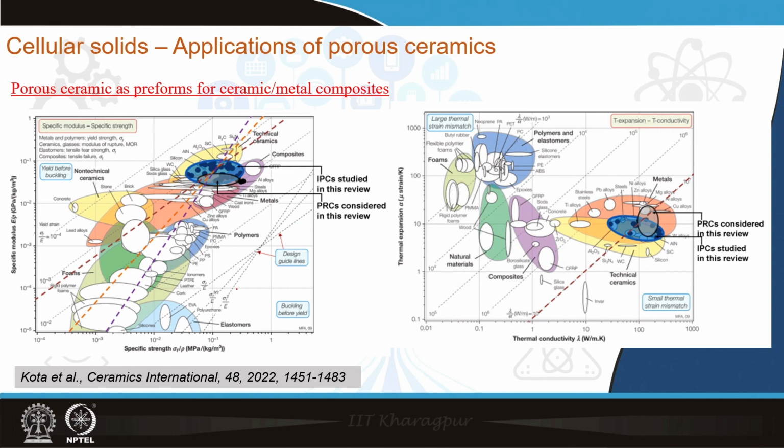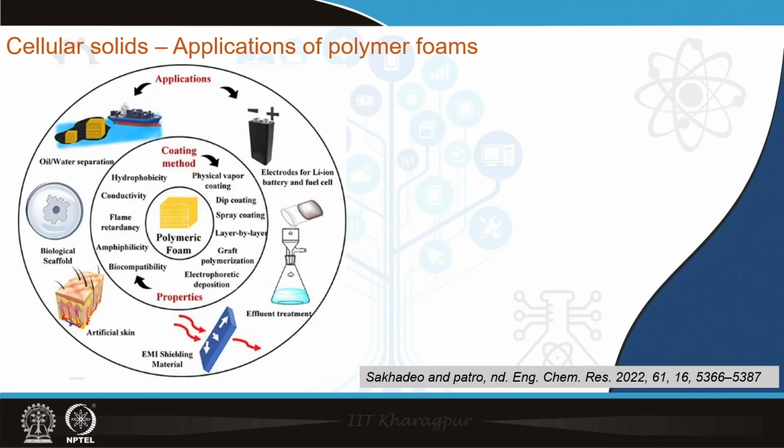So, these materials are very good for thermal shock resistance, because, as we already discussed, for thermal shock resistance the material should have low expansion coefficient and high conductivity. Because of its co-continuous nature, these porous ceramic bodies, when infiltrated with liquid metal, provide very good thermal shock resistance. So, these were some application domains where porous ceramics can be used, and next we will discuss some application domains of polymer foams.